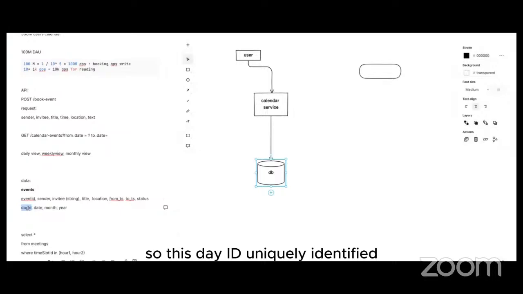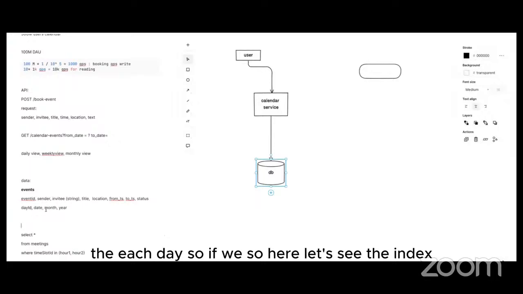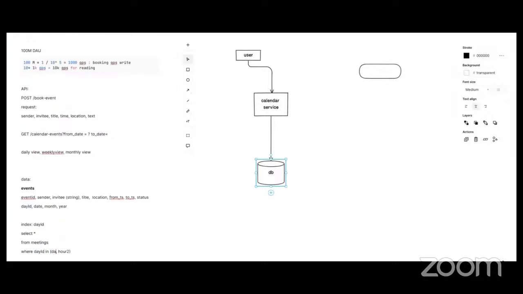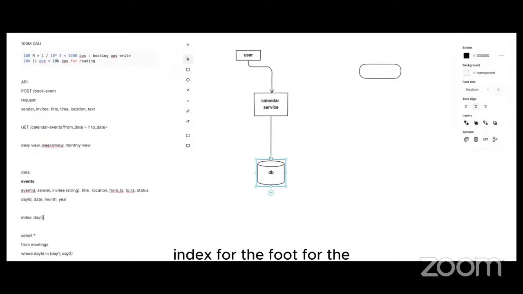So this day ID uniquely identifies each day. So here let's see the index. If we index the day ID, then this query will be more efficient if we have an index for the day ID.